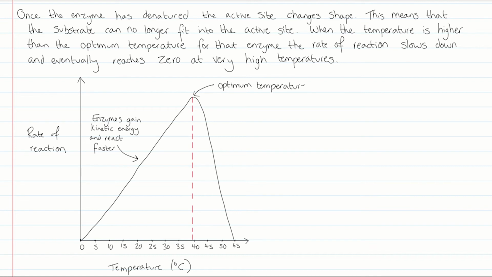The highest point of this graph is where the rate of reaction is fastest. That is called the optimum temperature. Above the optimum temperature, the rate of reaction decreases. That is because the enzymes are becoming denatured. At very high temperatures, all the enzymes are denatured and the rate of reaction is zero.